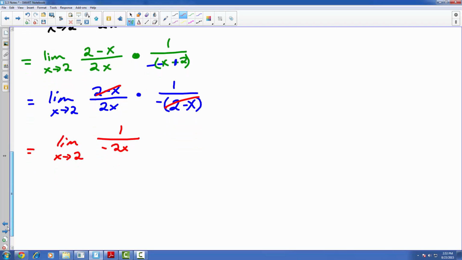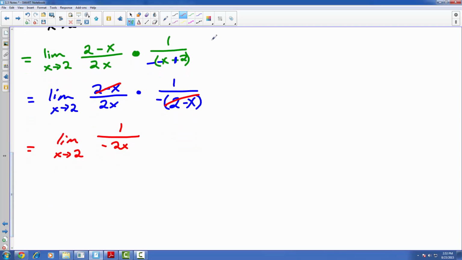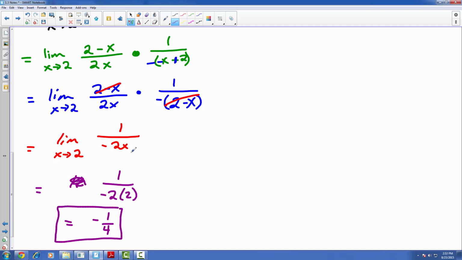And now we shouldn't end up with that 0 on the bottom. So now we should be able to just go ahead and use that direct evaluation. So we just throw that value in there. So we have 1 over negative 2 times 2 to give us then that limit of negative 1/4. So again, that is problem 4b from our 1.3 set of notes.